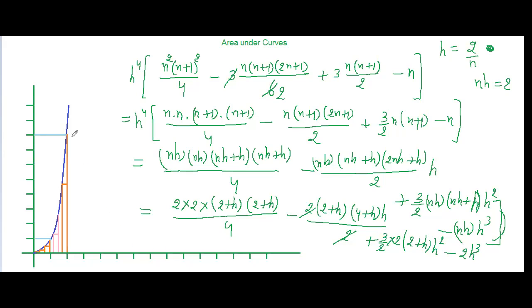Now as n tends to infinity, h approaches 0. Because h alone is there, h square is there, h cube is there, all these terms will become 0. Only this term will give you the answer. 2 2s are 4, and (2 plus 0) into (2 plus 0), that means the answer will be equal to 4. So I hope this is clear.